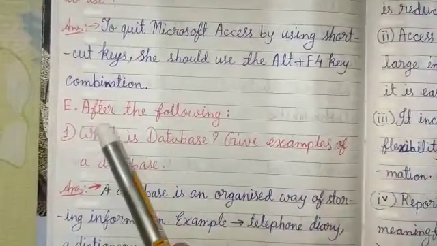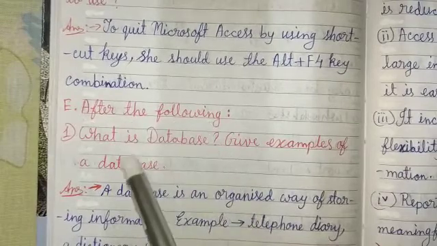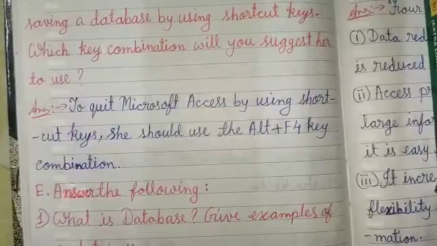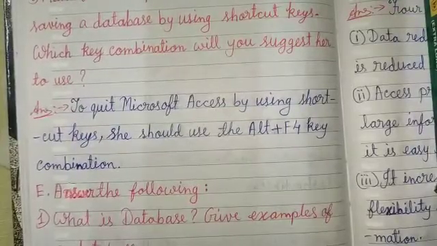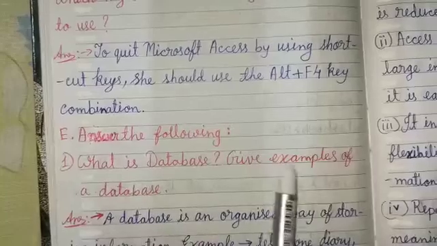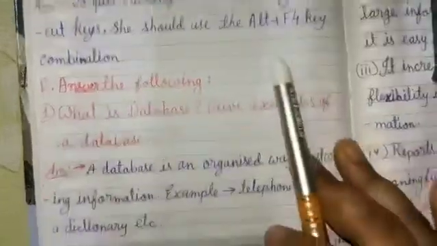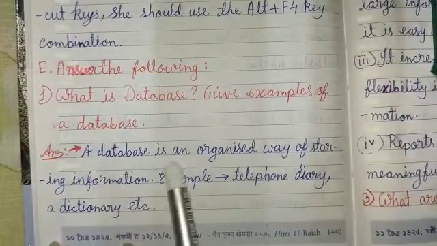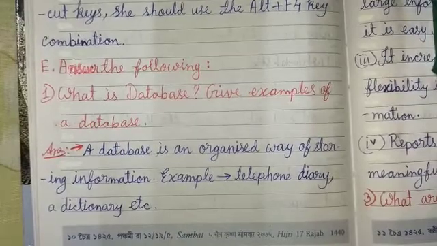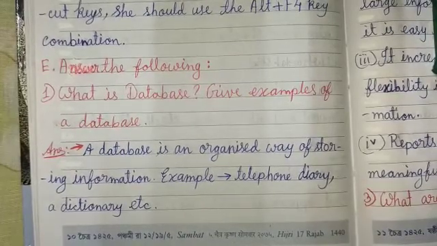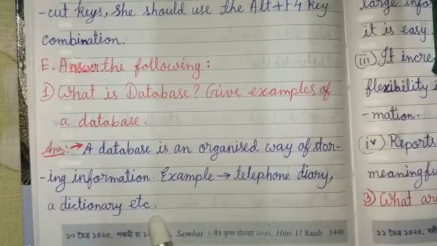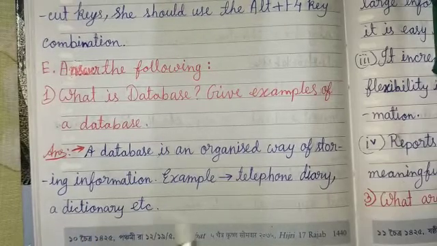Then question number E, answer the following questions. Number 1 question, what is database? Give examples of a database. A database is an organized way of storing information. It is an organized way in which you can store information. Examples are a telephone diary, a dictionary, etc. These are the examples of a database.